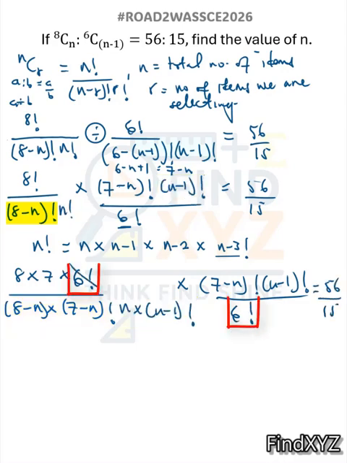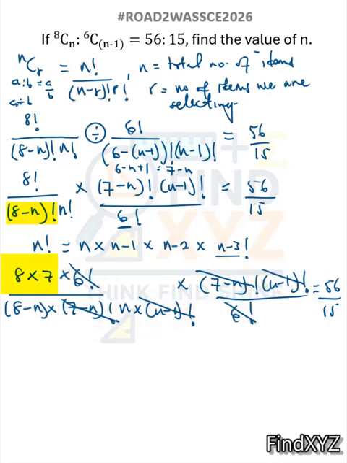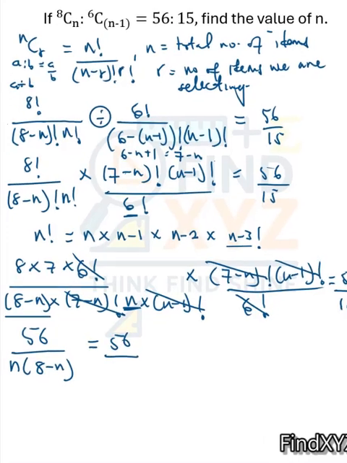Then watch this. 6 factorial divides 6 factorial. Then 7 minus n factorial also divides 7 minus n factorial. n minus 1 factorial also divides n minus 1 factorial. So we are left with 8 times 7, and that will give us 56 over, then the n is here and 8 minus n is also here. So let me bring the n first. So n multiplying 8 minus n is equal to 56 over 15.